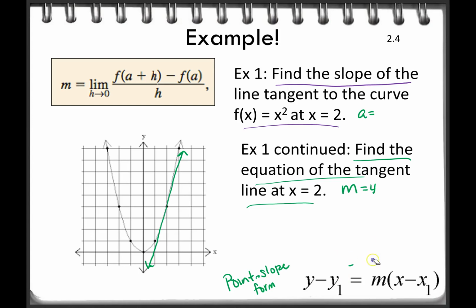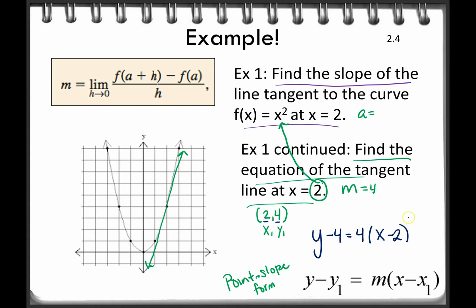To create this equation, it's really as simple as the following. You just get your point. Well, we know our point is (2, 4), right? We took this 2 and plugged it in to get (2, 4). That's our x1 and our y1. So our final answer is going to be y minus 4, right? y1 is 4, equals my slope, which is 4, times x minus 2, because my x1 is 2. And that's it. That's the equation.